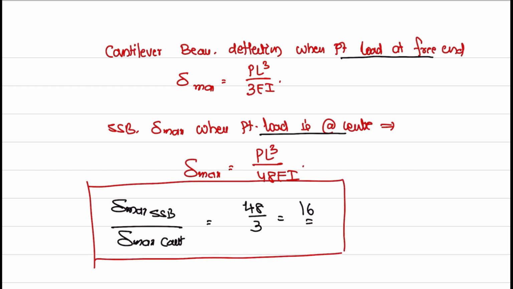What is the ratio of maximum deflection between the simply supported beam and the cantilever beam? Simply supported, the point load is acting at the center, and for cantilever the point load is acting at the free end. The ratio of maximum deflections is 16. Answer is 16. If it is given reverse, it is 1 by 16. Please remember this. Very important.